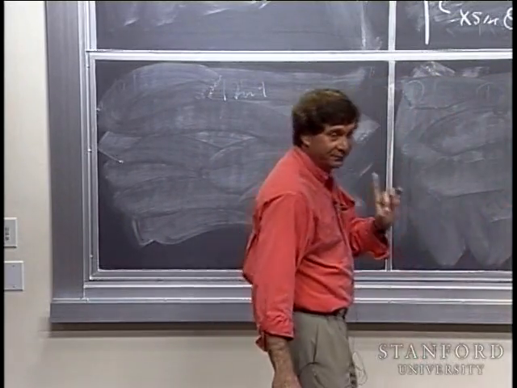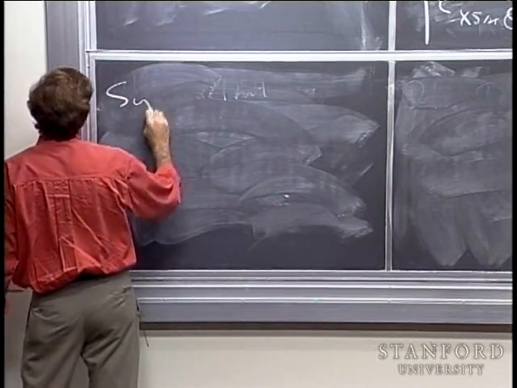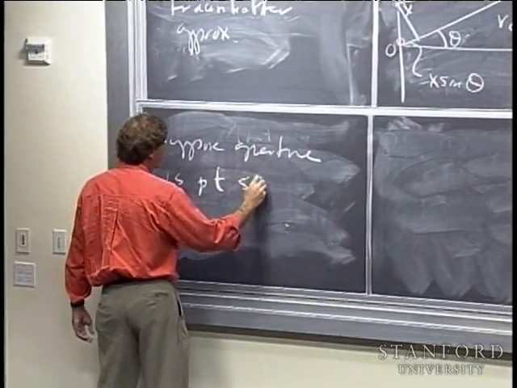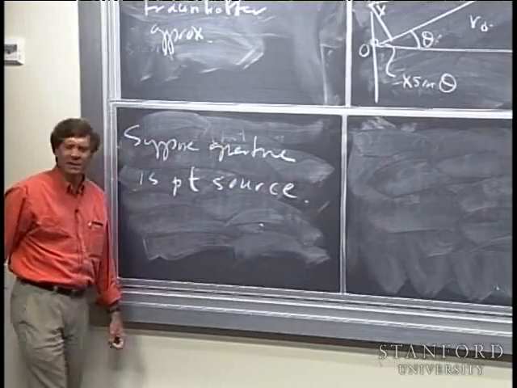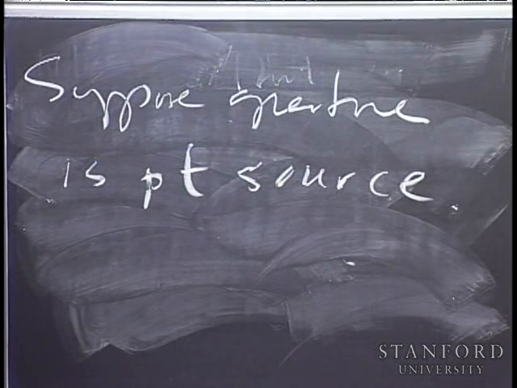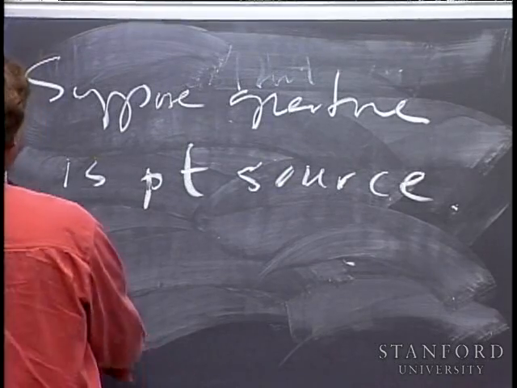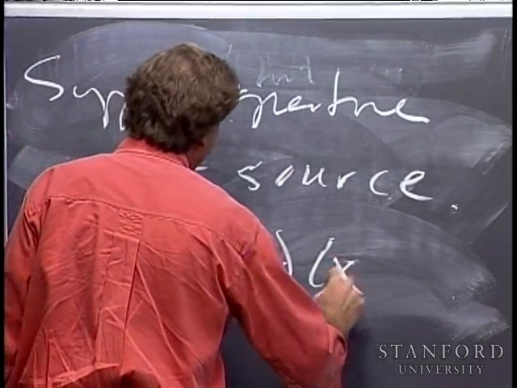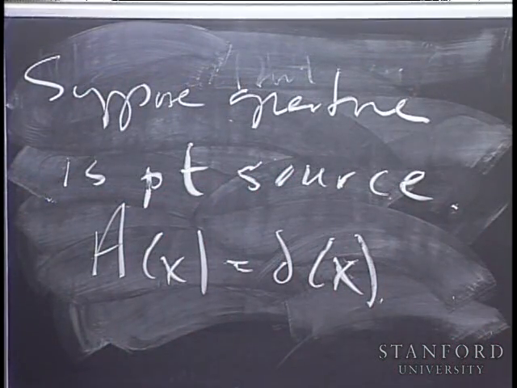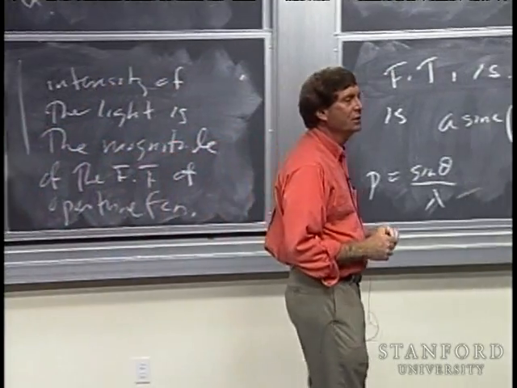Suppose I have a point source. Suppose the aperture is a point source, like a pinhole, but smaller than a pinhole, a point. Then what's a reasonable approximation of the aperture function? Delta. Then a of x is delta of x. Now, before I write down the formula, if you have a point source on the aperture plane, and you put an image plane far away from it, what do you expect the illumination to be on the image plane?